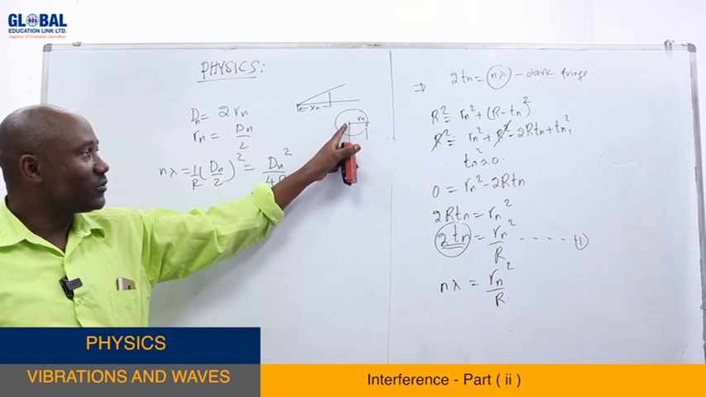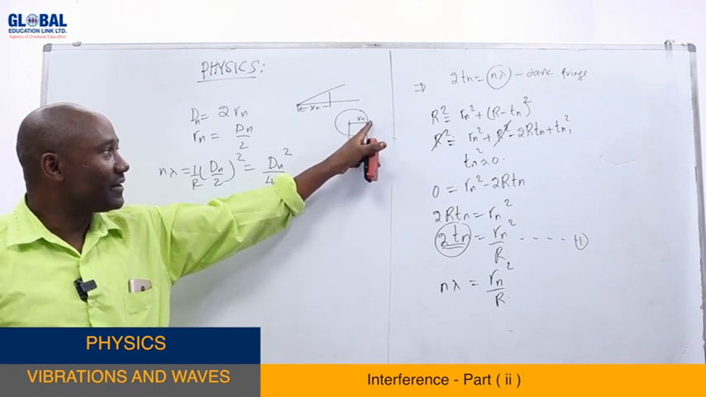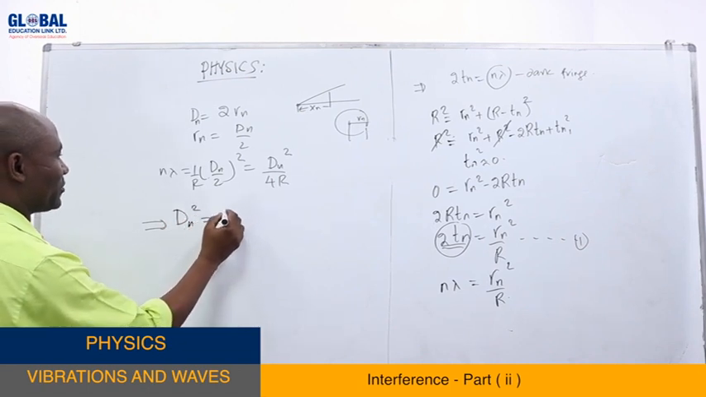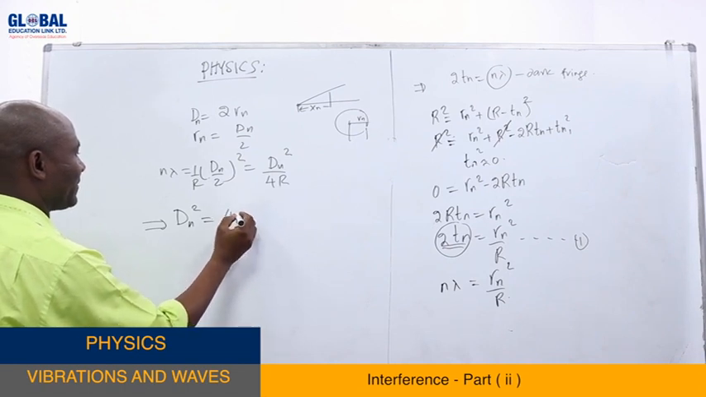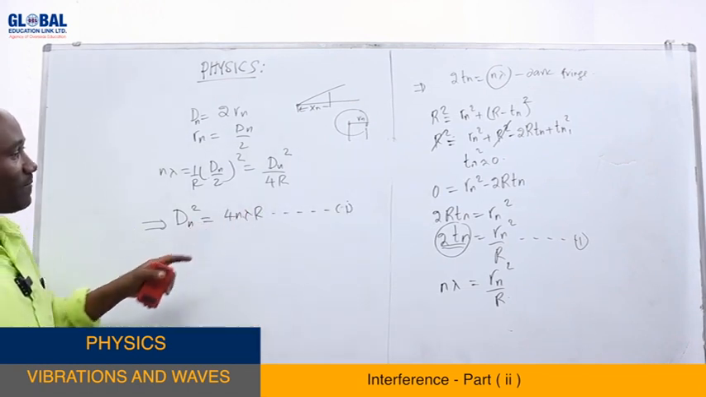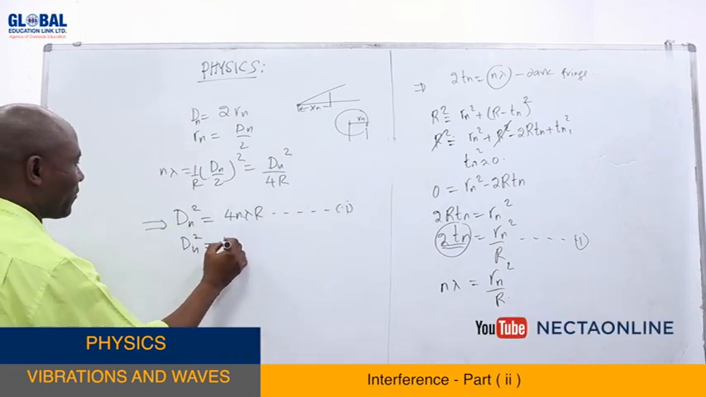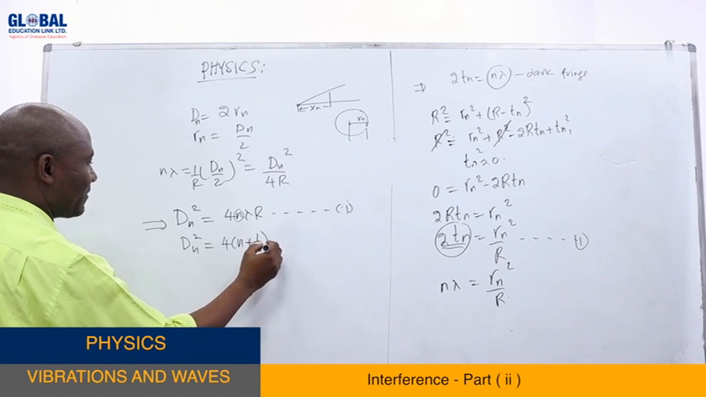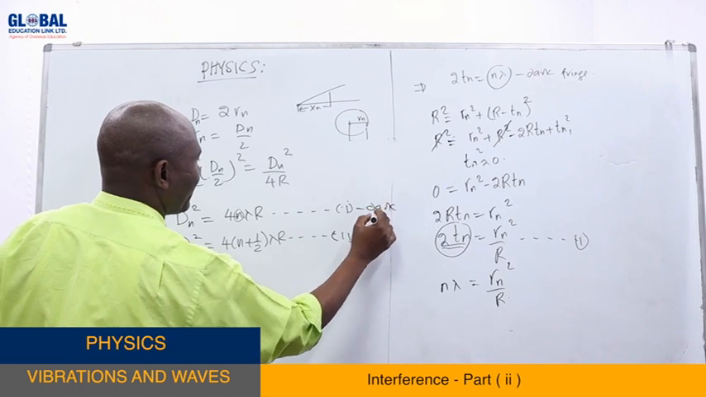The center is where the central fringe is dark. It's the dark spot. So the first dark ring is here when n equals 1. From this, you can find that Dn squared equals 4nλR. This is for dark. For bright, the formula will be the same, equals 4. Now what changes here is the n. It's supposed to be (n plus a half) λR. This is for the dark ring.